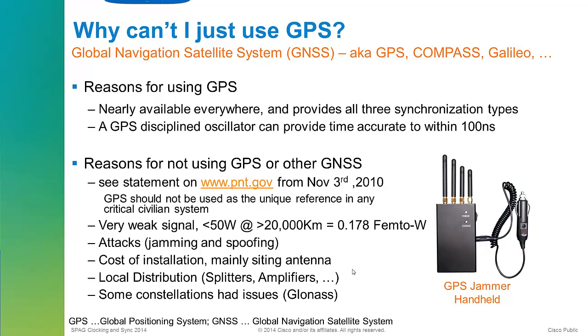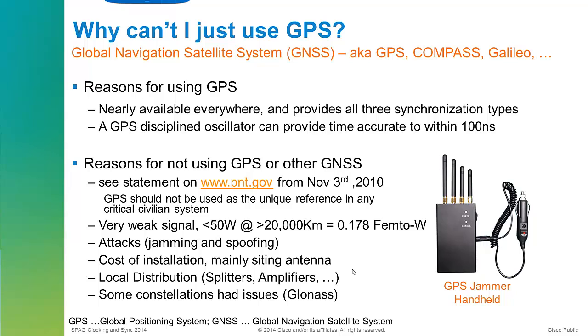But there's certainly some statements around that say that GPS should not be used as a unique reference in any critical civilian system, and the US government doesn't use it for aircraft or anything like that without backup systems. So it's important to just understand the vulnerabilities there, and just make your own decision. What is clear though is that one of the problems with GPS is an extremely weak signal.